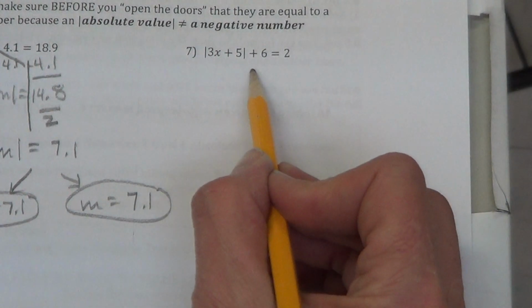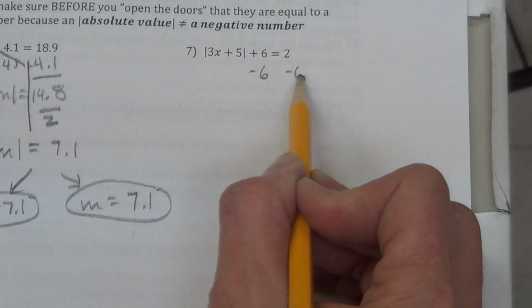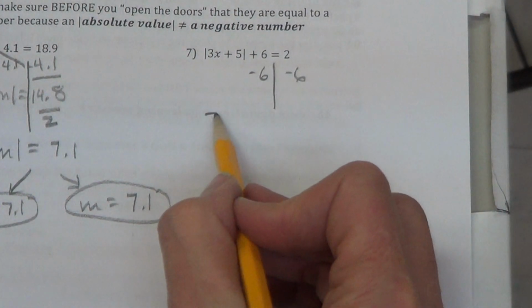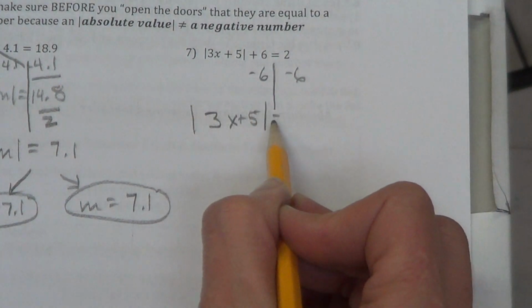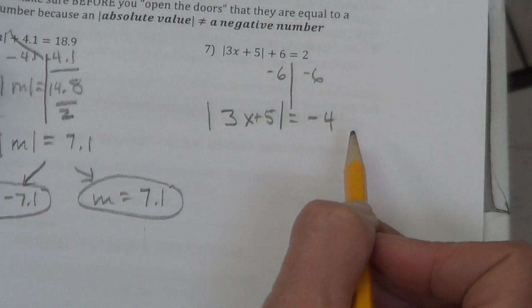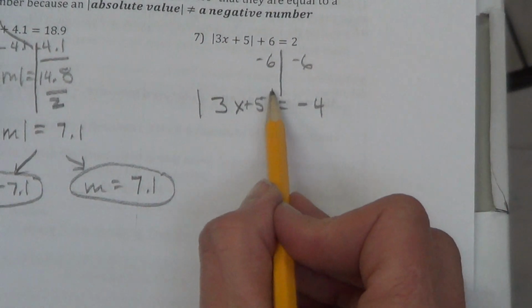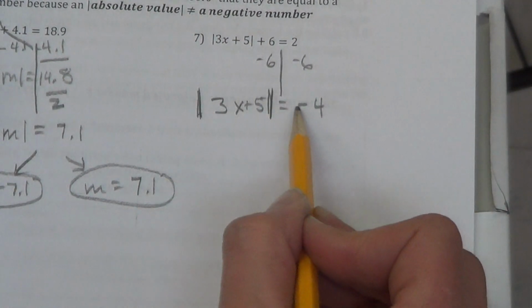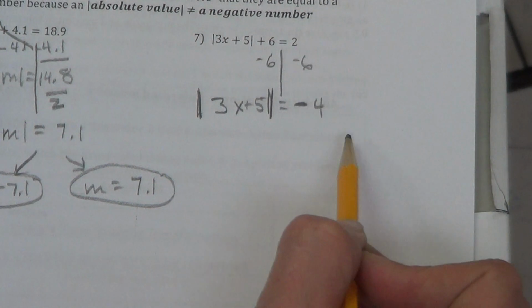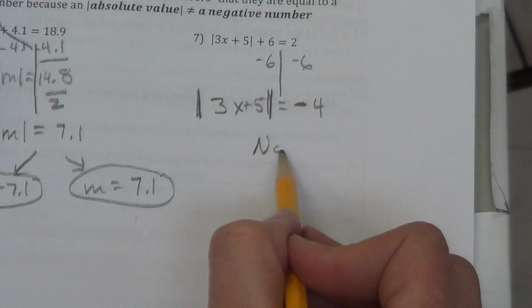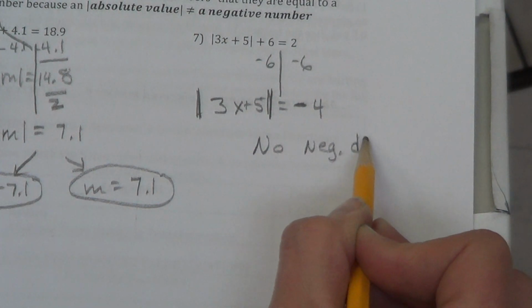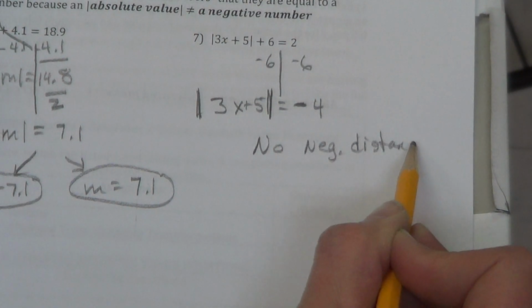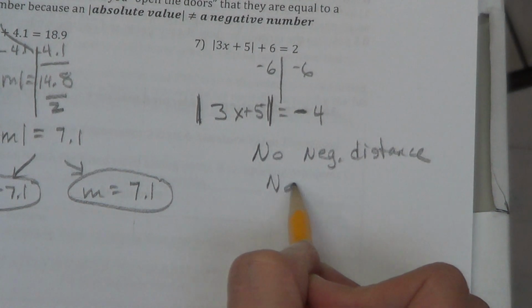This one would subtract 6 from each side. We get absolute value 3x plus 5 equals negative 4. Ooh, remember what happens with absolute values equal to a negative number? It's no solution. No negative distance, so no solution.